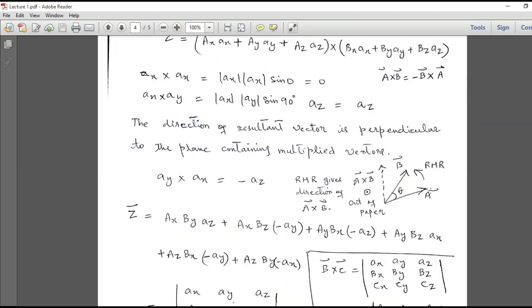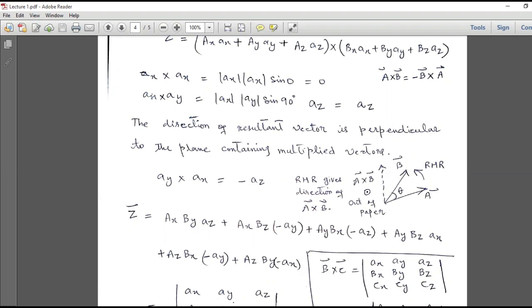Now suppose this is vector A, this is vector B, and theta is the angle between them. So the direction of A cross B is perpendicular to the plane containing A and B. The direction will be evaluated by using the right hand rule. The right hand rule states that you curl the fingers of the right hand from the first vector to the other, and then the thumb will indicate the direction of the resultant vector. So in this case, this is vector A, this is vector B, so the thumb will indicate this direction, and this is out of the paper.